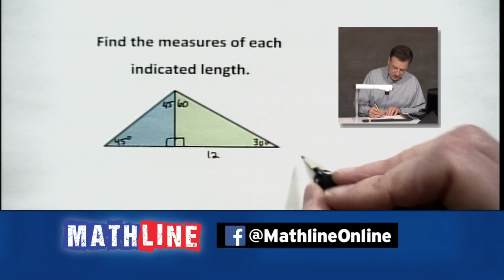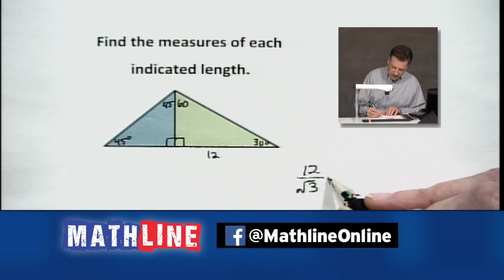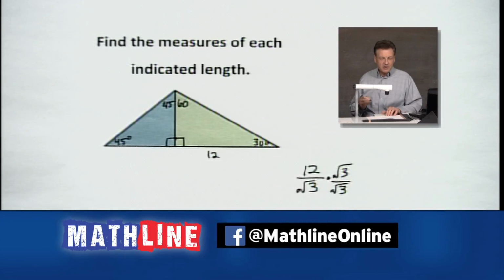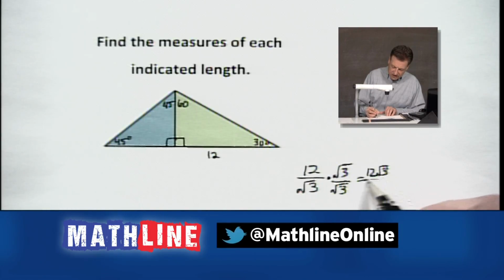We've got to divide by that square root of 3. So let's do it real quick. 12 divided by the square root of 3. Got to lose that square root of 3 in the denominator. Can't keep it. So this gives us 12 times the square root of 3 over 3. Now some of you say, what did you just do?